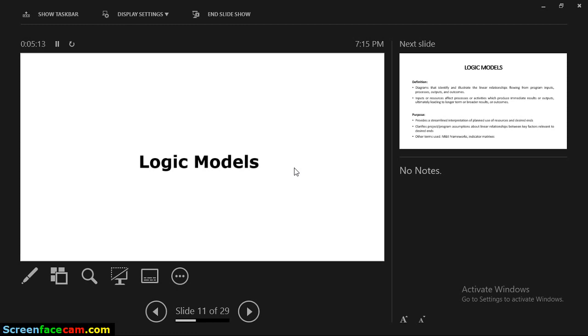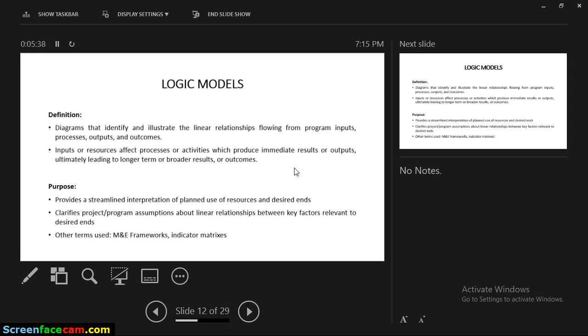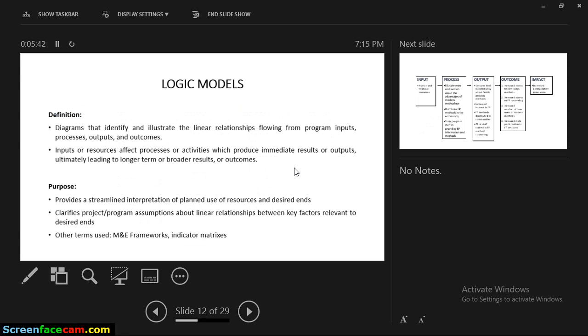So today we are going to proceed and look at the simplest thing, which is a logic model. The logic model just clarifies the relationship in a linear way, starting from the inputs, activities, outputs, outcome, and the impacts. Just from the definition itself, it relates to the other frameworks that we've been discussing. I'll quickly go to the actual logic model. So that's a diagram that illustrates the linear relationship flowing from the program inputs, processes, outputs, and outcomes.